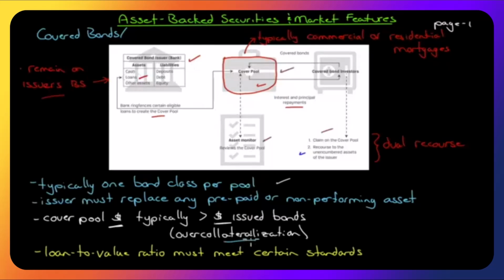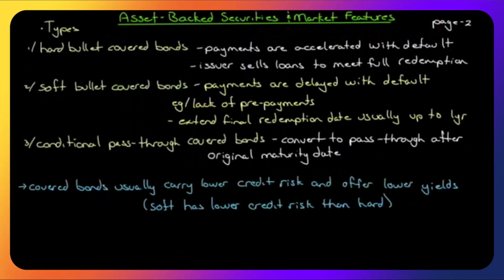The pool has an over-collateralization credit enhancement. And the loans that are in the covered pool must meet certain standards, such as a specific loan-to-value ratio. Let's look at the different types of covered bonds: hard bullet, soft bullet, and conditional pass-through.